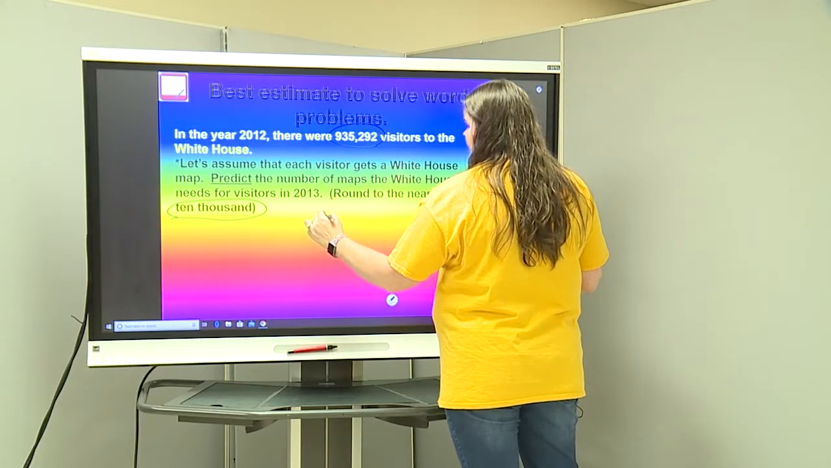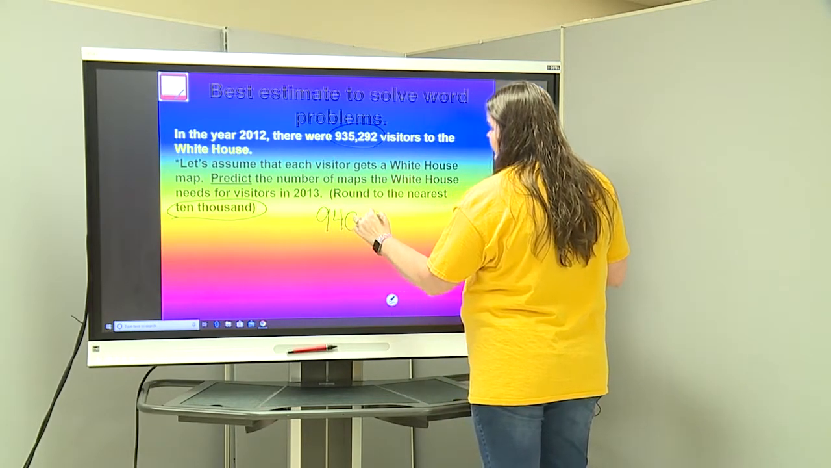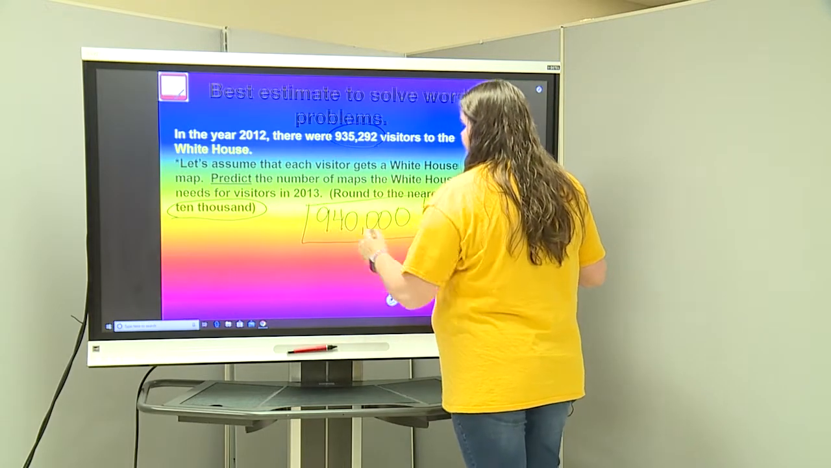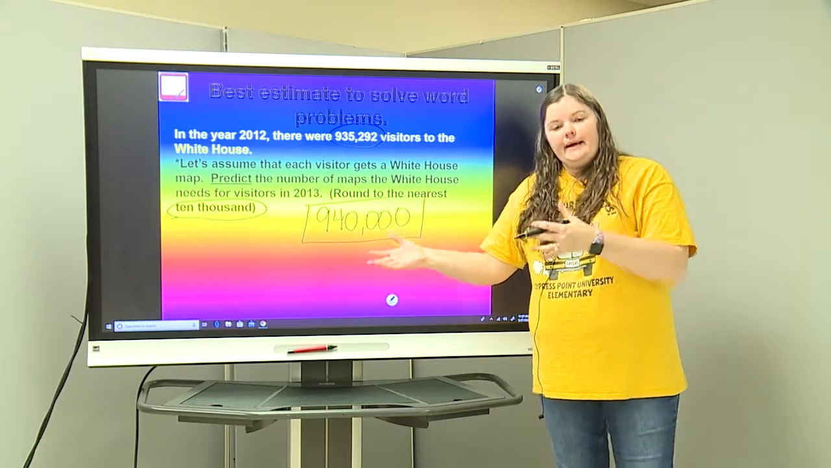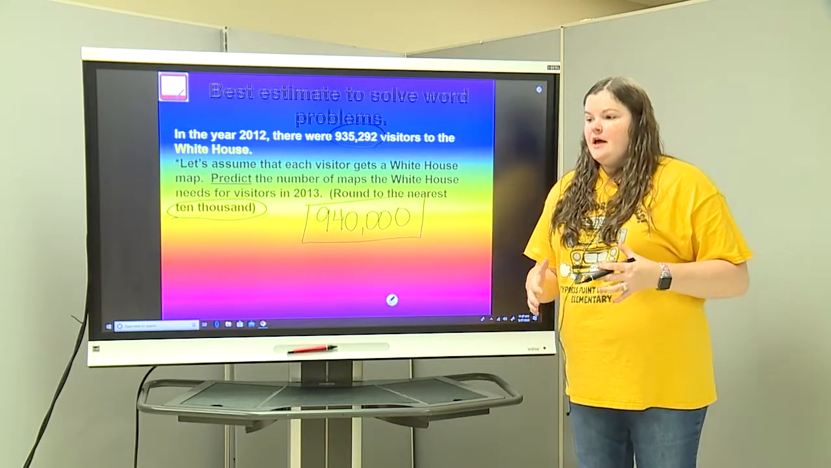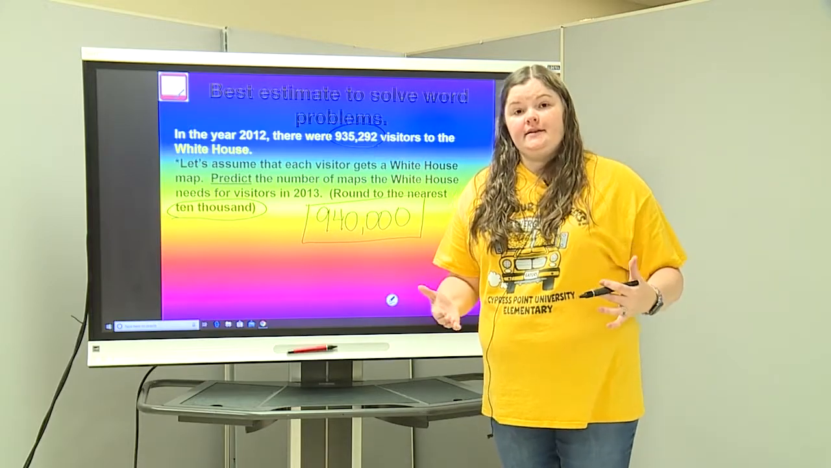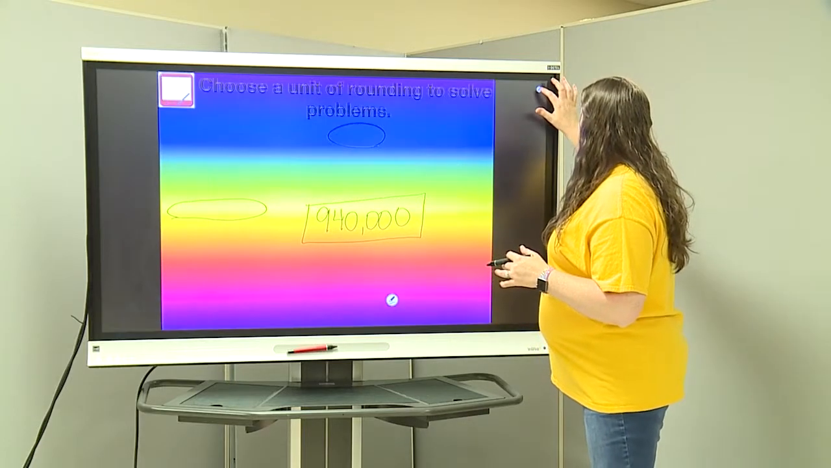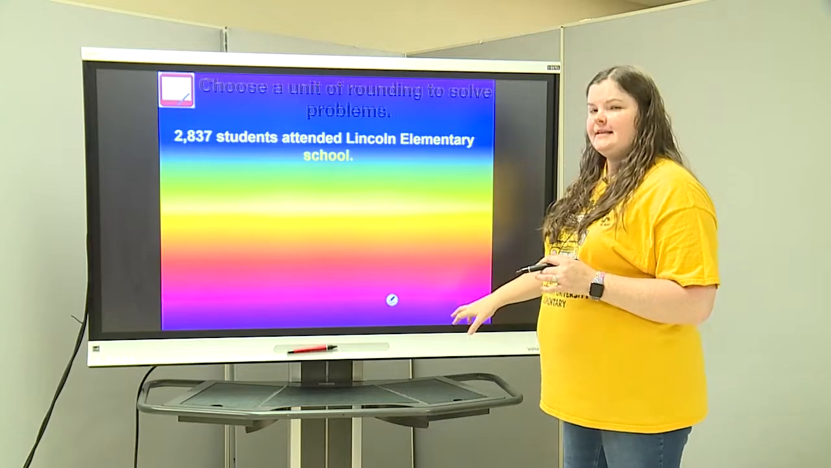So for 2013, they need about 940,000 maps. Now, this is the same number that we used in the previous slide, so really we had already answered our question. They just wanted to apply that particular skill of rounding to the nearest 10,000 to a real-world application word problem.